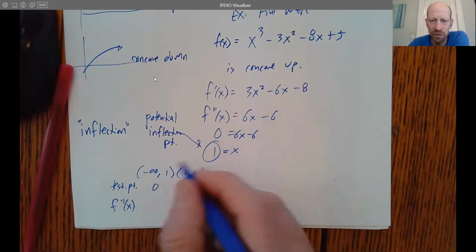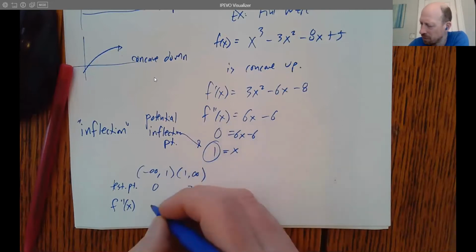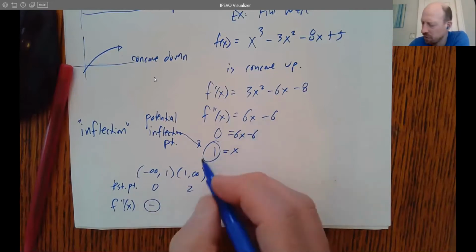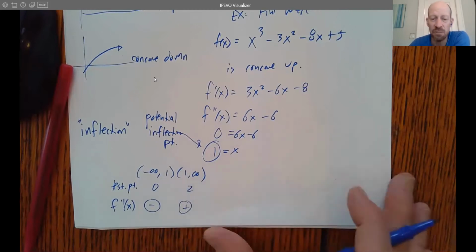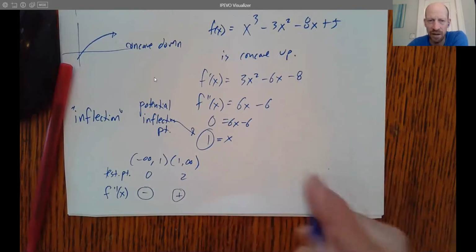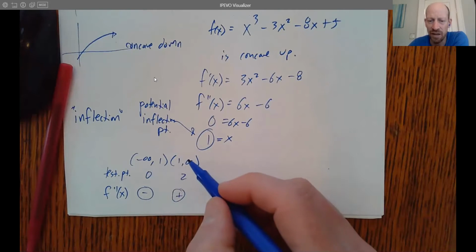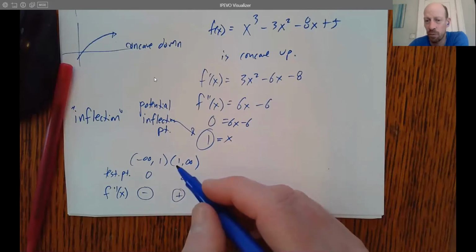So here, when I put 0 into the second derivative, I'm going to get 0 minus 6, which is going to be negative. And when I put 2 in, I'll get 12 minus 6, which is going to be positive. So this is an inflection point at 1. And I also know where it is concave up or concave down, right? It's concave up from 1 to infinity, concave down from minus infinity to 1.